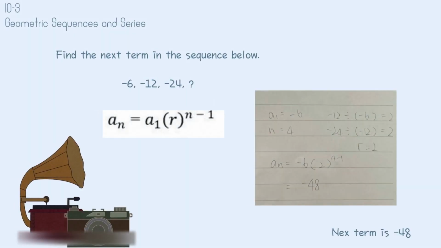Find the next term in the sequence below. It asks for a specific term, so we use the formula I put under the question. A1 equals negative 6 and the ratio is negative 1 minus negative 6, equal to 5. Then put those numbers in the formula, and we get the answer, negative 48.